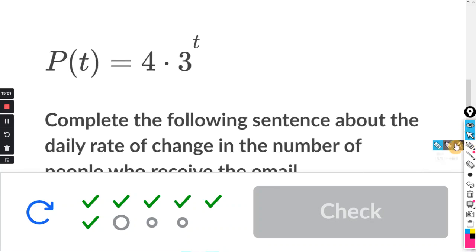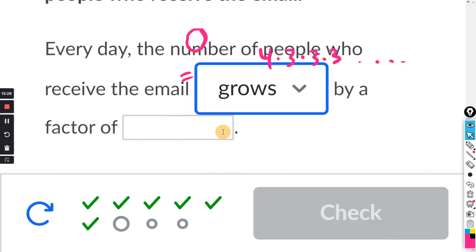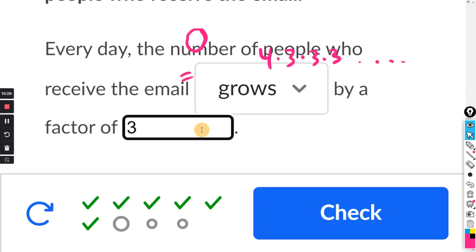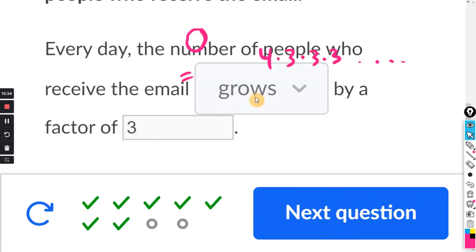Okay, so every time t increments by 1, every time it goes up by 1, this gets multiplied by 3, right? 4 times 3 to the first, times 3 to the second, times 3 to the third, and it just keeps going. It gets multiplied by 3 each time t goes up by 1. Easy one. So it grows by a factor of 3. All right, if the multiple were less than 1, then it would be shrinking or decreasing.